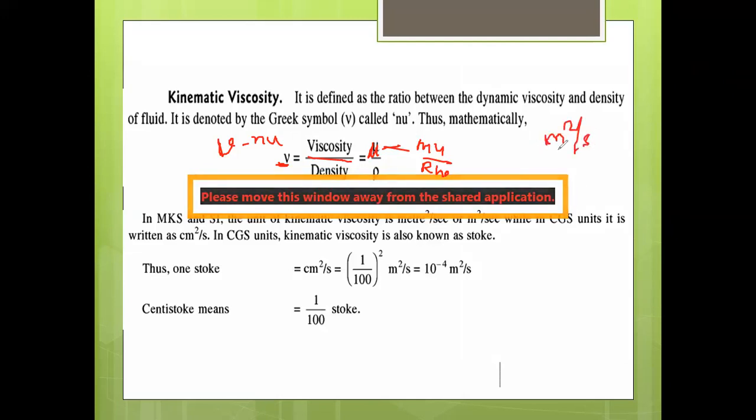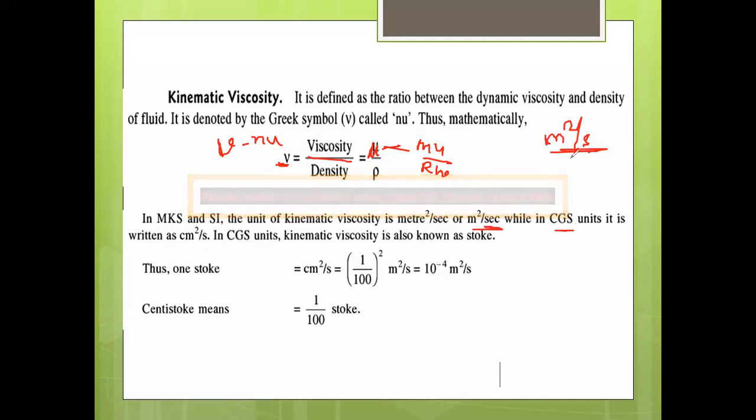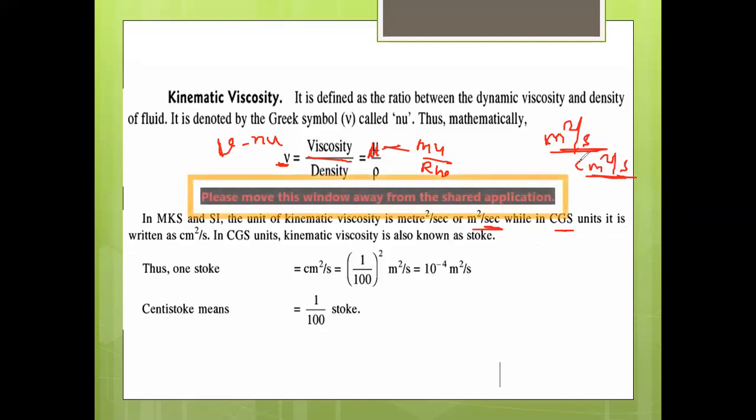Meter square per second. CGS unit. In CGS, the distance is measured in centimeter. So the unit will be centimeter square per second. The CGS unit, this centimeter square per second, is also called Stoke. 1 centimeter square per second is also called Stoke.